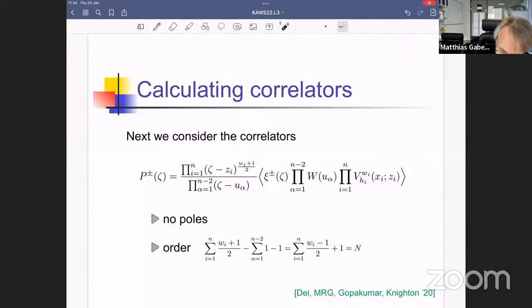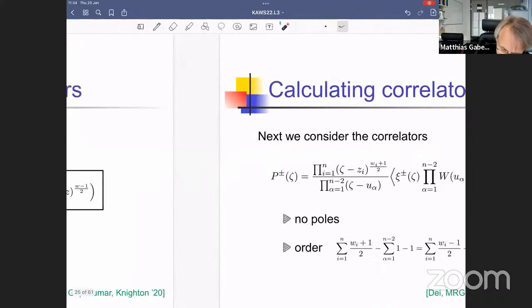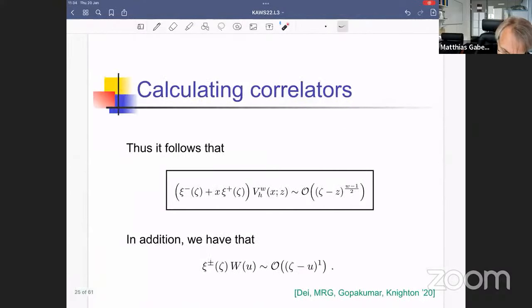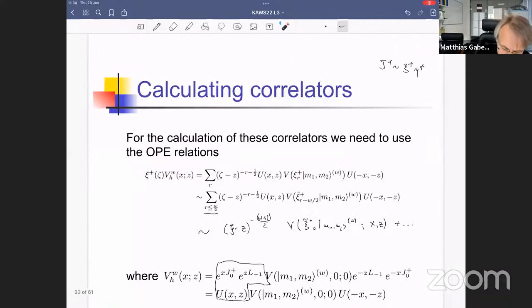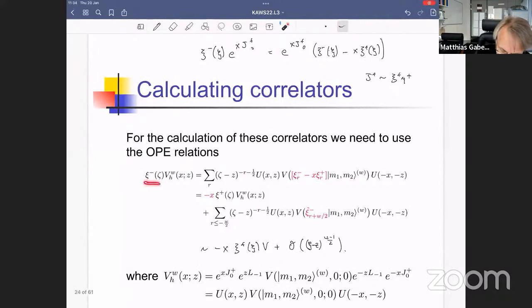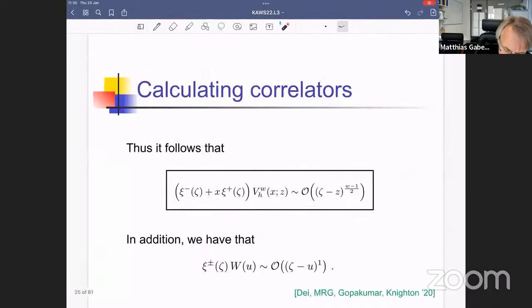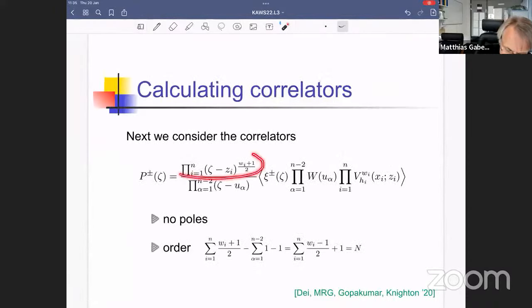And on the other hand, we know that individually these fields have a pole of order minus w plus one. So xi plus has a pole of order minus w plus one over two, and therefore xi minus also does, because it has a piece, at least generically, that has also this pole. So therefore, we are going to remove this pole by multiplying by zeta minus z i to the w i plus one over two, where we take the product over all the i's.